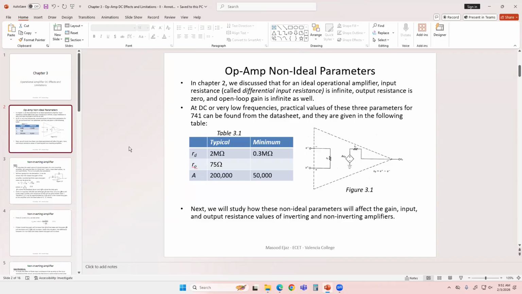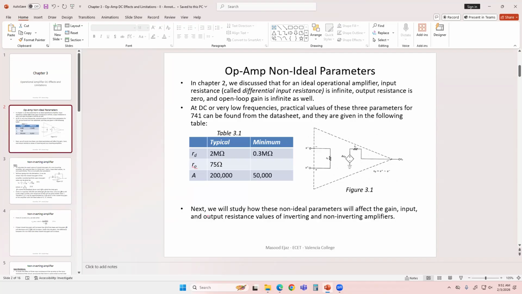And the input differential resistance is 2 mega ohm. Again, extremely large. Typical value is 0.3 mega ohm. So with that large resistance, 2 mega ohm, generally we assume that current is really not going to flow inside the terminals, and we assume it to be approximately equal to infinity. So these are the values.